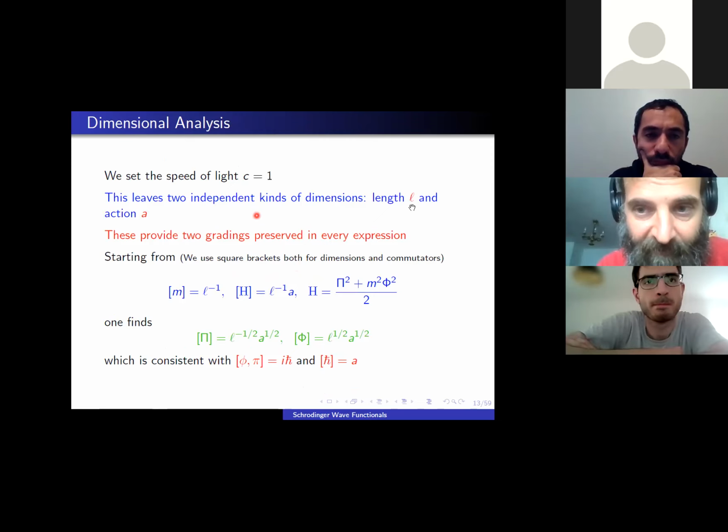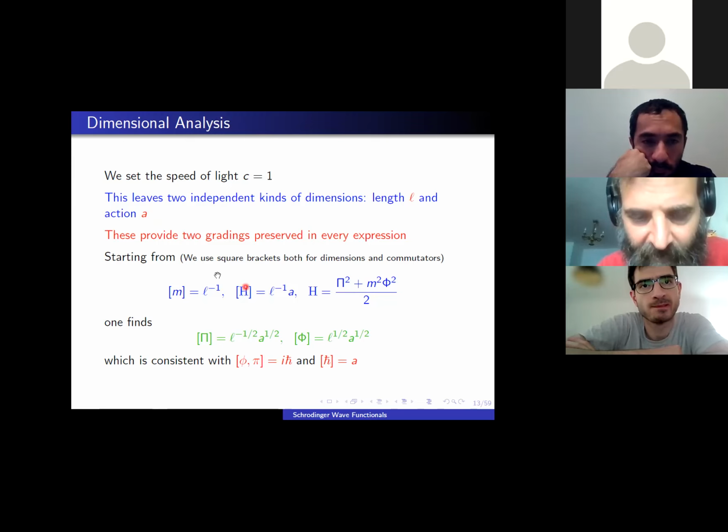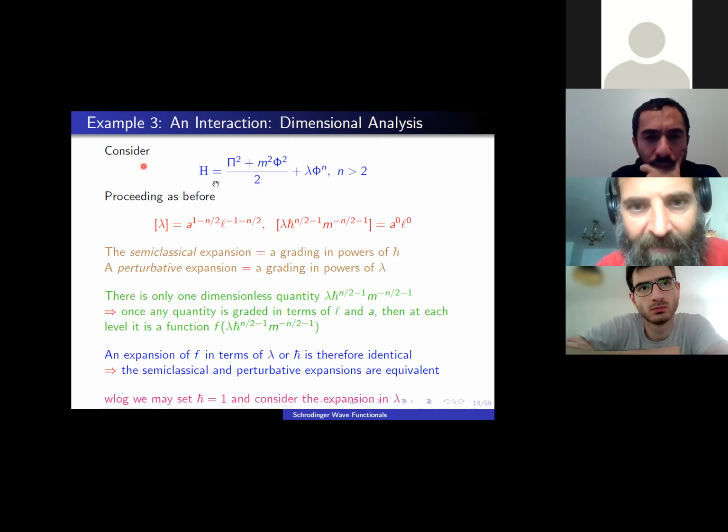There are going to be two kinds of dimensions here, length and action. And so I define the two constants so that I have this certain number in the gradings. And that fixes h bar to have dimensions of action. And that's going to help us set up for example 3. So in example 3, I'm going to turn on an interaction with this new parameter lambda.